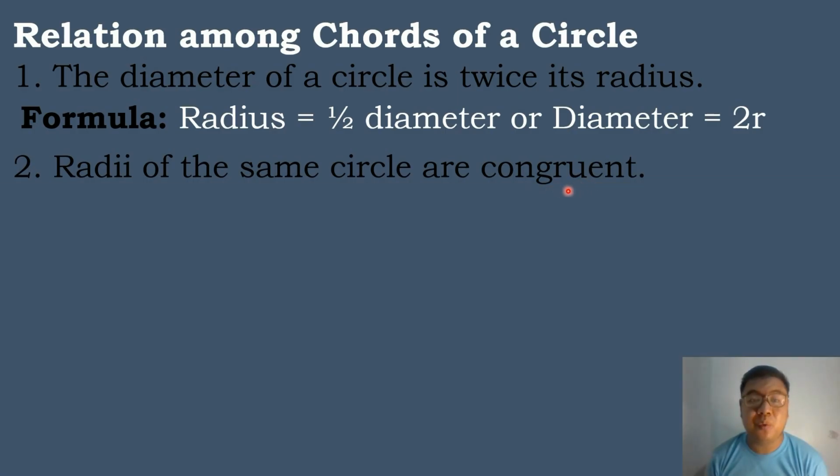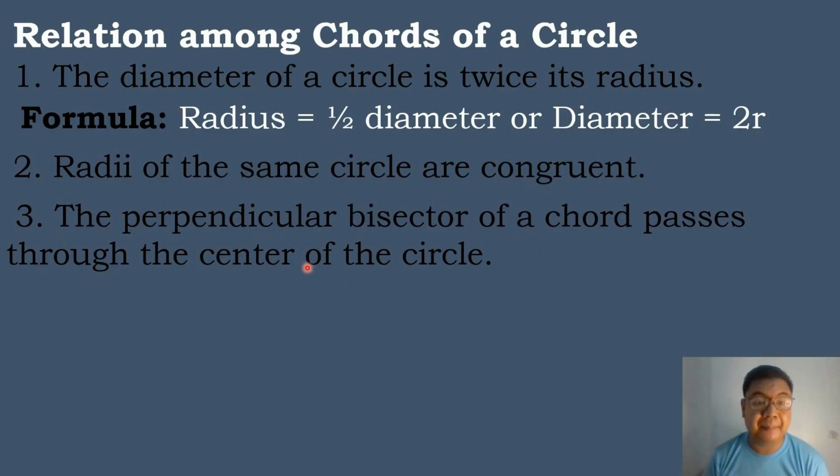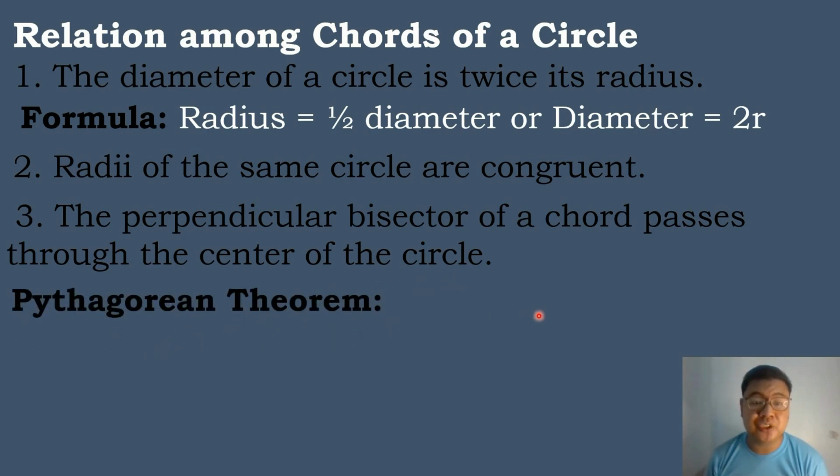They have equal measure. And then number 3, the perpendicular bisector of a chord passes through the center of the circle. And then we have the Pythagorean theorem, wherein the formula in finding the missing sides of the right triangle is c squared is equal to a squared plus b squared, wherein c is the hypotenuse, a is the shorter leg, and b is the longer leg of the right triangle.